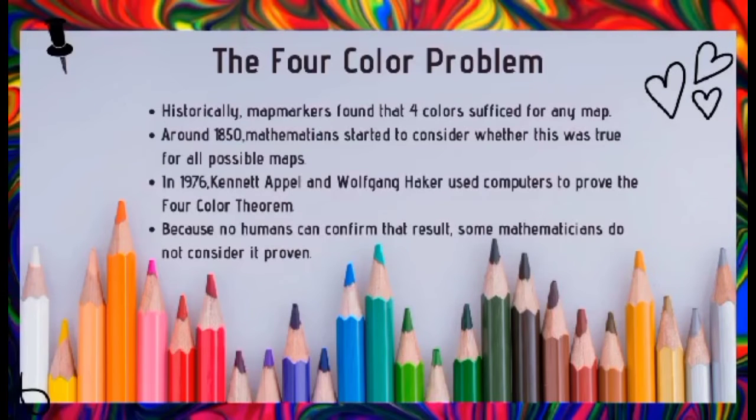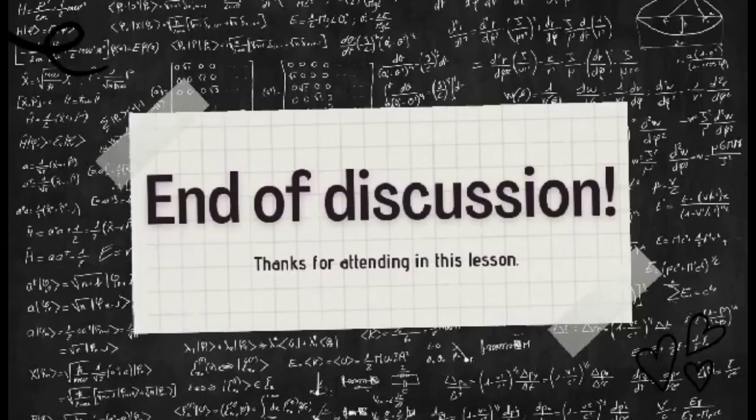The 4-color problem. Historically, mapmakers found that 4 colors sufficed for any map. Around 1850, mathematicians started to consider whether this was true for all possible maps. In 1976, Kenneth Appel and Wolfgang Haken used a computer to prove the 4-color theorem. Because no human confirmed that result, some mathematicians do not consider it proven.